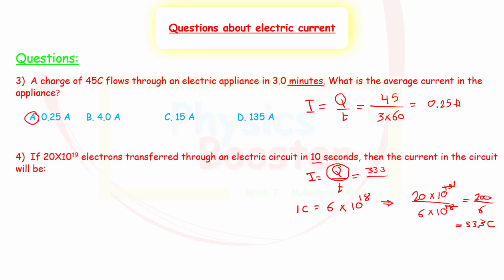Let's make sure that time is in seconds. Yes, it is in seconds. So 33.3 divided by 10, we will have an answer equal to 3.3 amperes. Let's see our choices. We're supposed to choose the best choice. So the closest choice to our answer is A, which is 3.2 amperes.